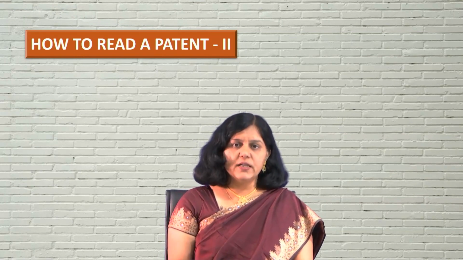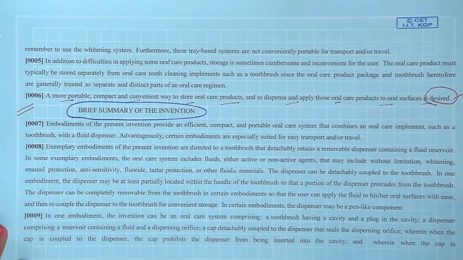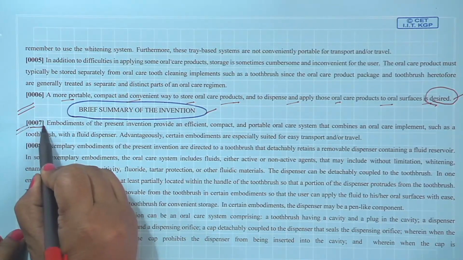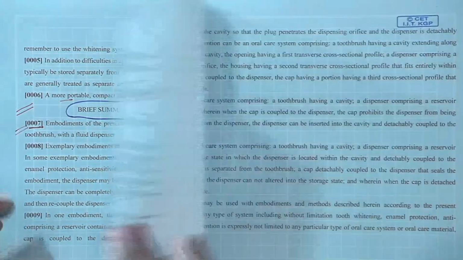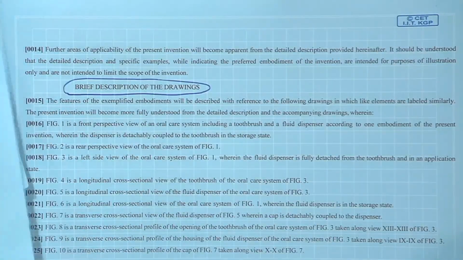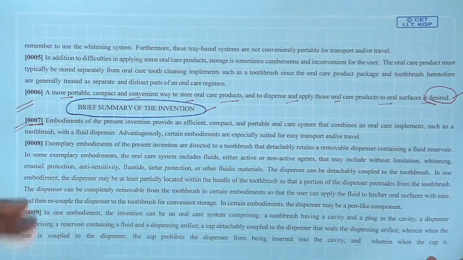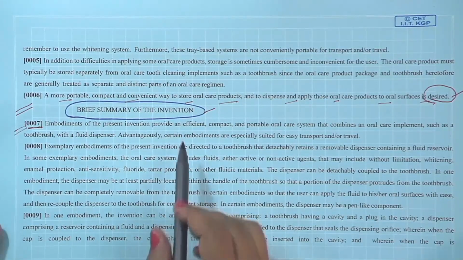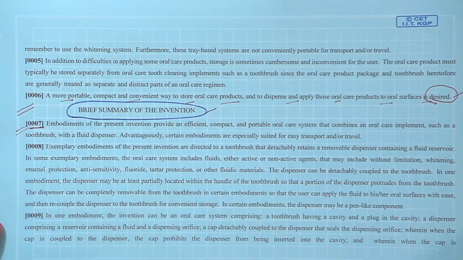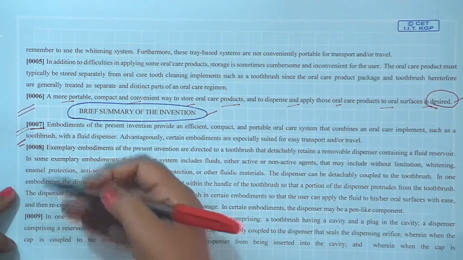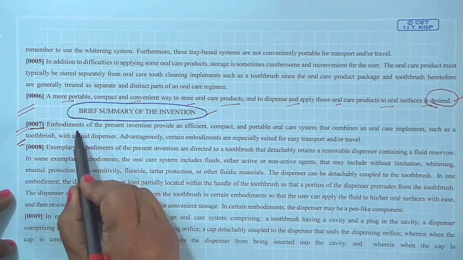So, please check your reference document. Here you can see the brief summary of the invention. Just now see, it is starting with para 7, and then it continues till this para 14. Okay. And in these 8 paragraphs, the techno-legal expert tried to explain what exactly the solution given to solve the problem. I will read first and then later on you can read the remaining part.